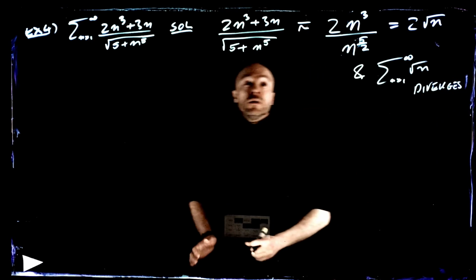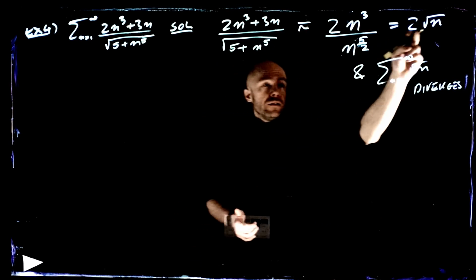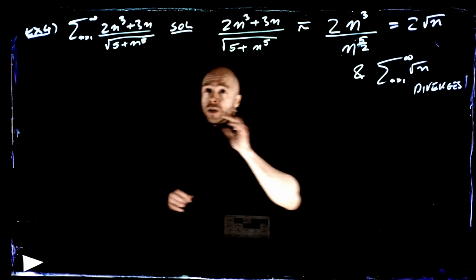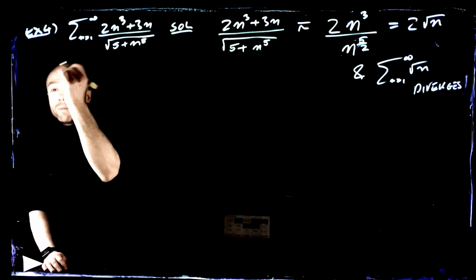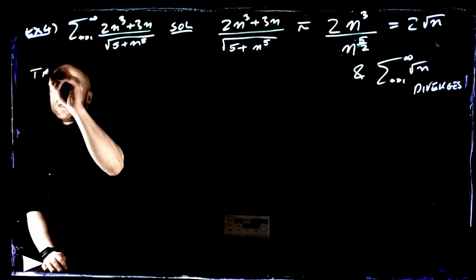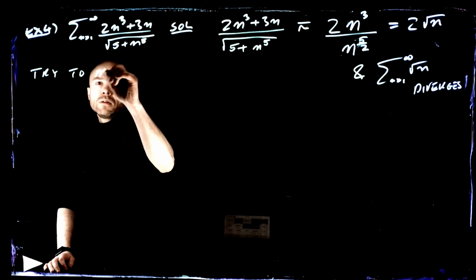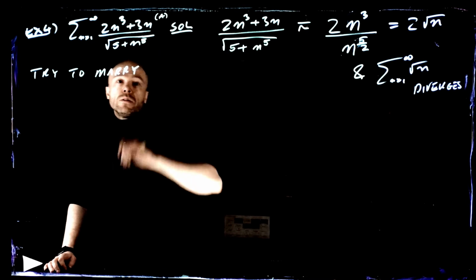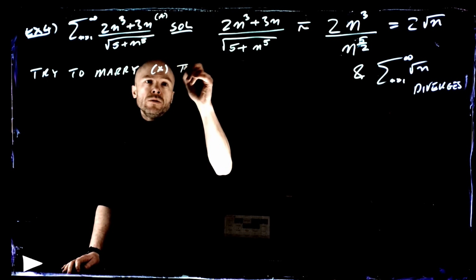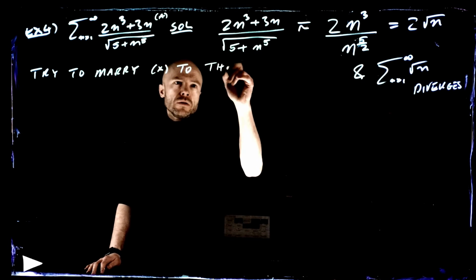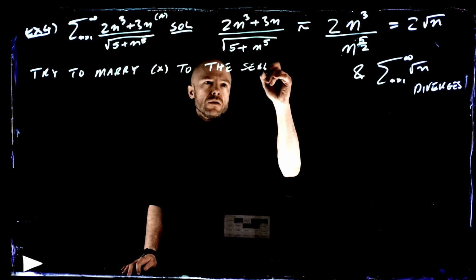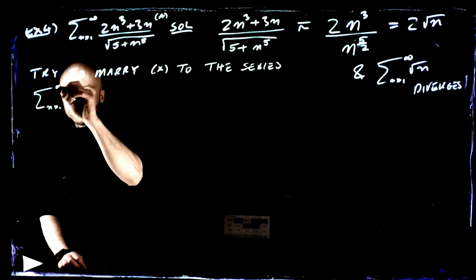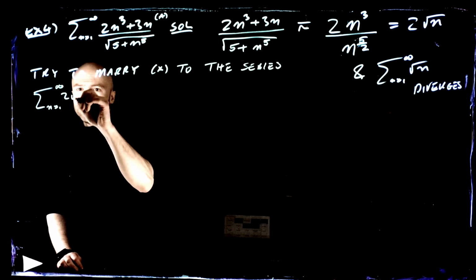Yeah? So if we can marry this ugly guy to this beautiful guy, then our job is done. So let's check. Try to marry the series star to the series, the sum n equals 1 to infinity of 2 square root of n.